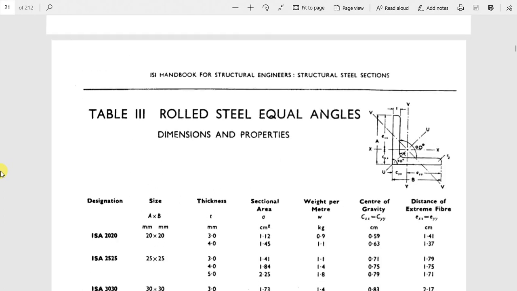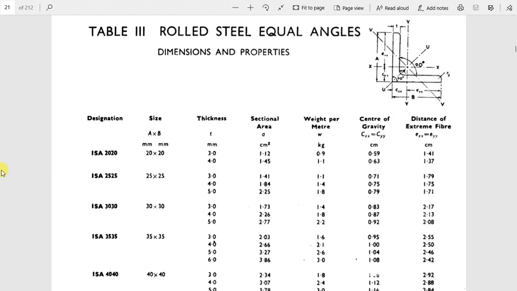And this is table 3 for rolled steel equal angles. So here you'll have properties only for equal angles. You can refer to all the symbols used here. So these are all the properties. This is starting with ISA 20 and 20. So this is for equal angles.